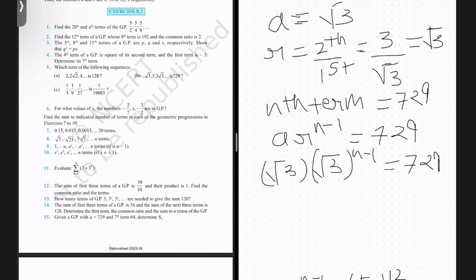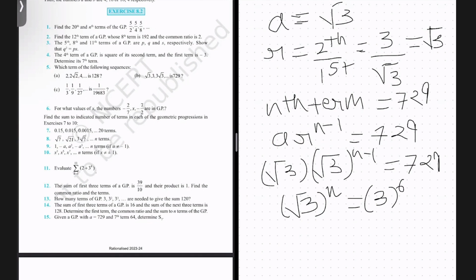Correct? Now, root 3 into root 3 to the power n minus 1, the powers can now be added. So on the LHS, we have root 3 raised to the power n. And on the RHS, let us express 729 in terms of root 3 and see what we get. So 729 is nothing but 3 raised to the power 6.